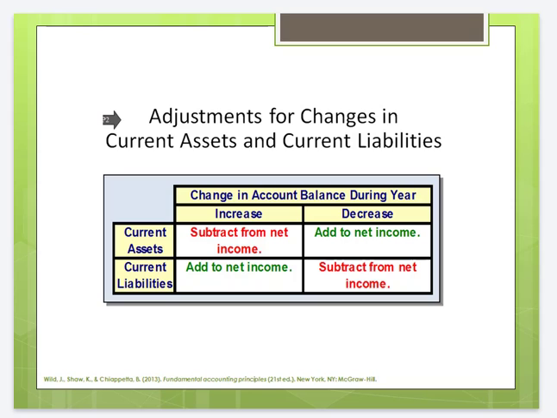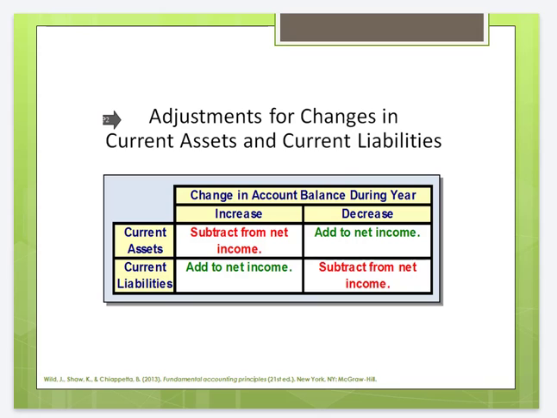So let's first look at current assets. If current assets increase, we're going to subtract this from net income. If current assets decrease, we're going to add to net income. If current liabilities increase, we're going to add to net income. And if current liabilities decrease, we're going to subtract from net income.